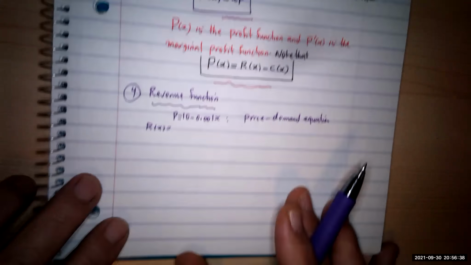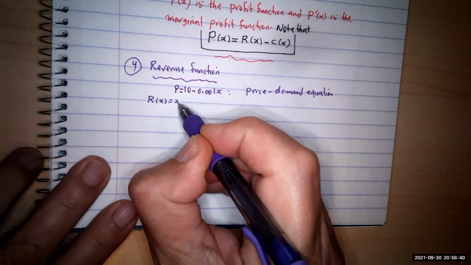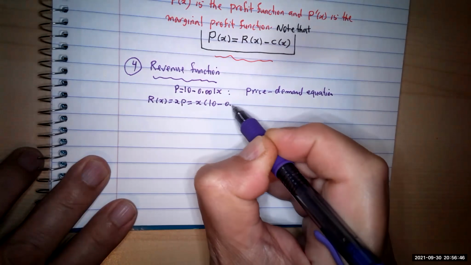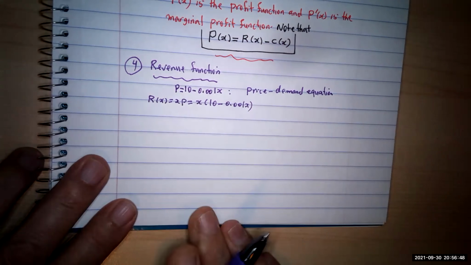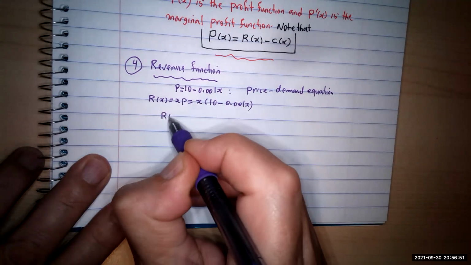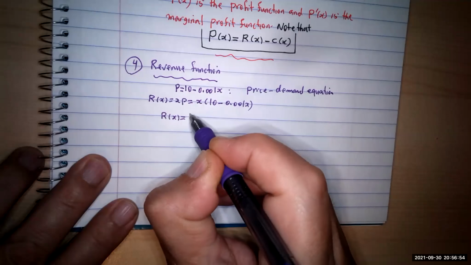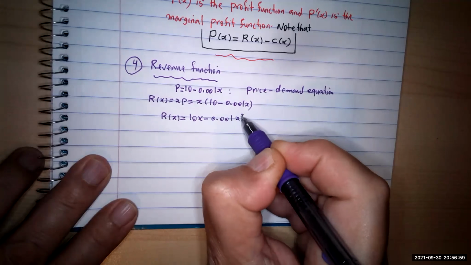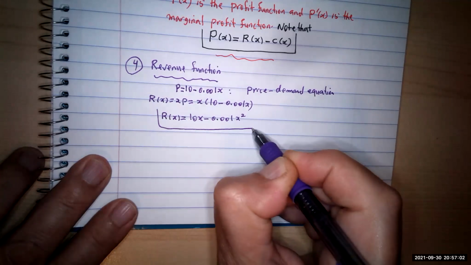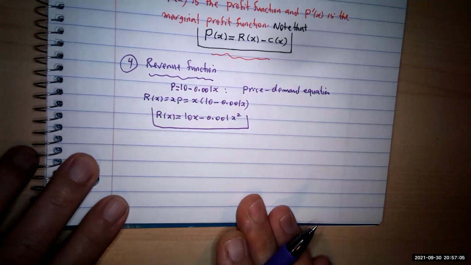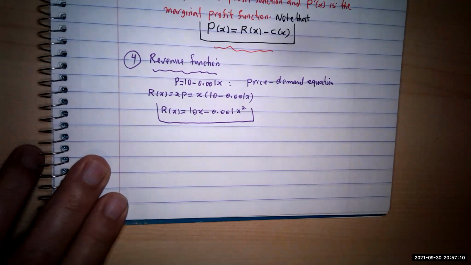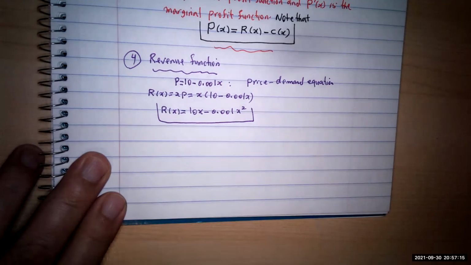P is the price, X is the demand or the number of the items, XP. So it's going to be X times 10 minus 0.001x. You multiply it, so that gives you R of X is equal to 10x minus 0.001x squared. You see, this is going to be your revenue function. Easy to find. In most of the problems that you have in your book, the revenue function is already given to you.